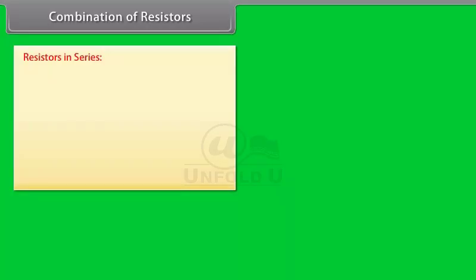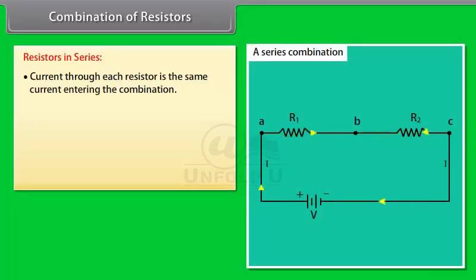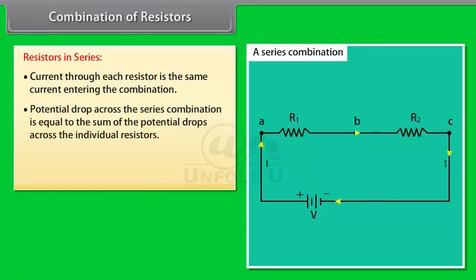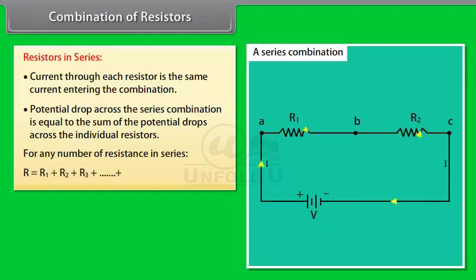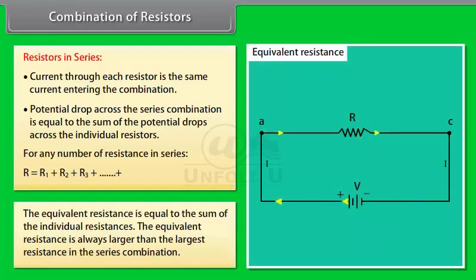Resistors in series. Current through each resistor is the same as the current entering the combination. Potential drop across the series combination is equal to the sum of the potential drops across the individual resistors. For any number of resistances in series, R is equal to R1 plus R2 plus R3 plus, and so on. The equivalent resistance is equal to the sum of the individual resistances. The equivalent resistance is always larger than the largest resistance in the series combination.